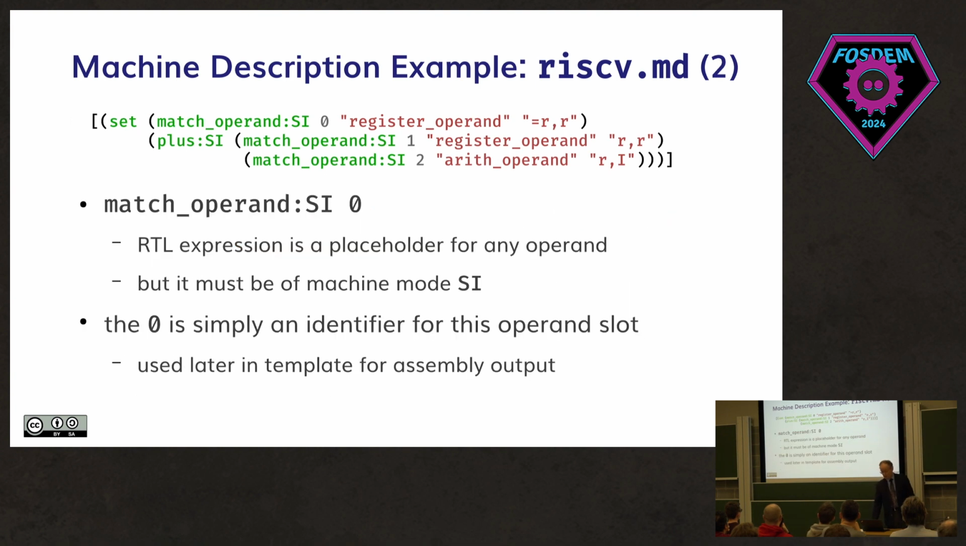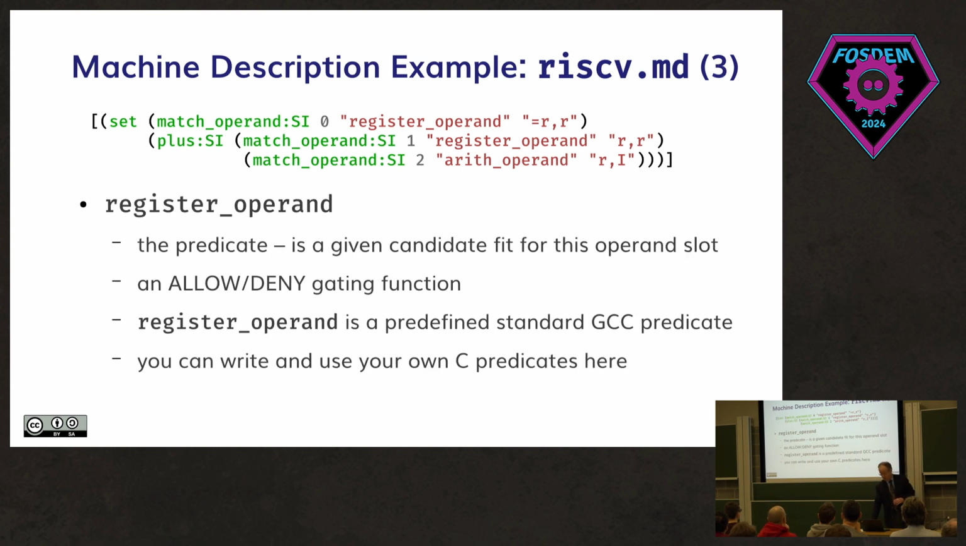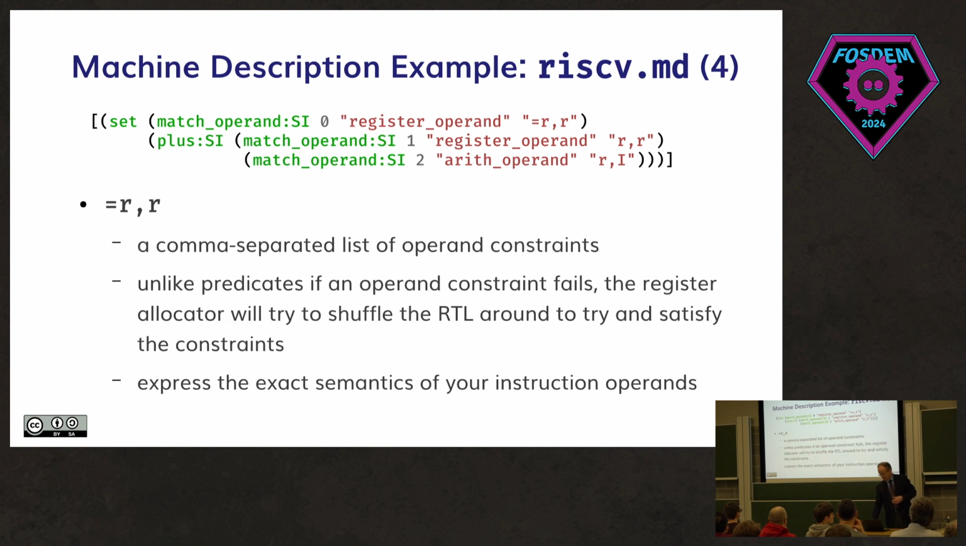So the first thing you see is match_operand. That's telling you how to match the first operand and then the second operand. And you see there's match_operand, the mode size of it, a single integer for the number of that operand. So we've got 0, 1 and 2, and then a bit about what it is. Register operand says it can be any register. It's an allow or deny gating function. And you can write your own predicates as well, but there's a whole load of standard ones.